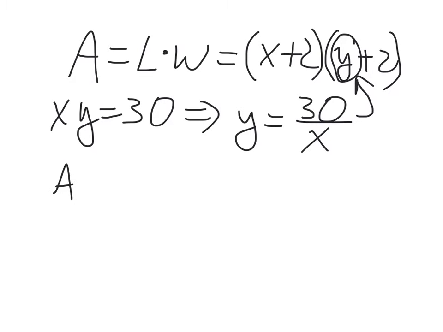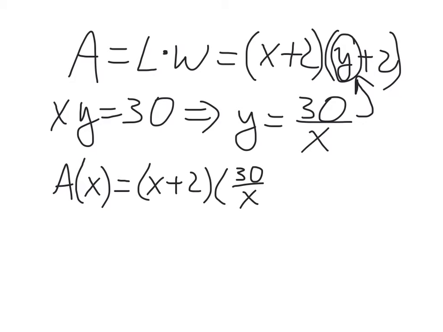So our area of this page can now be written as a function of just our one variable x, and that's going to be the binomial x plus 2 times another binomial, 30 over x plus 2, which comes from the y plus 2. Okay, and now we're ready to do the calculus.